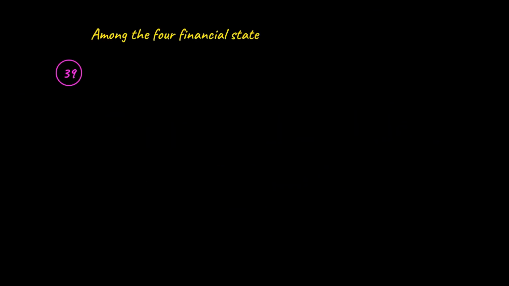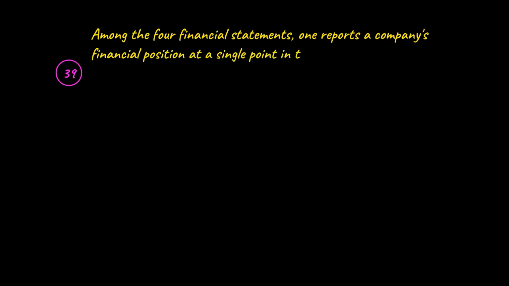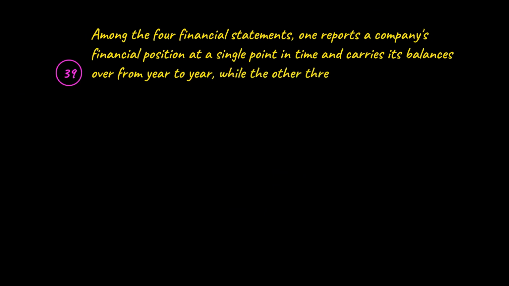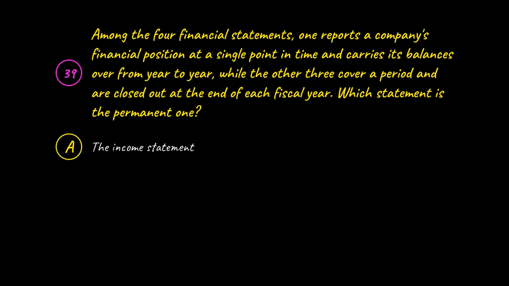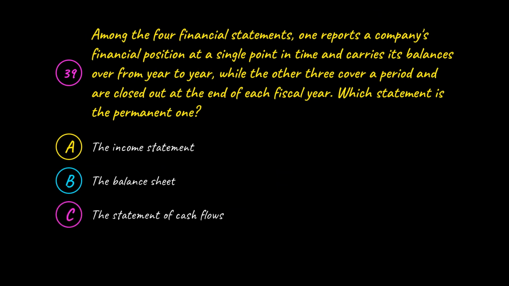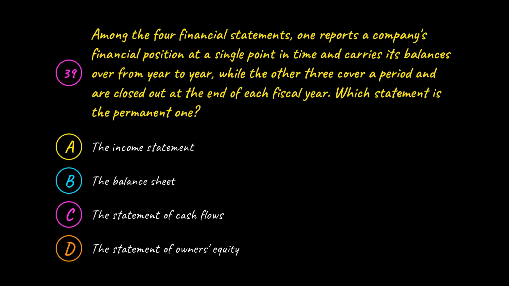Question 39. Among the four financial statements, one reports a company's financial position at a single point in time and carries its balances over from year to year, while the other three cover a period and are closed out at the end of each fiscal year. Which statement is the permanent one? Your options are A. The income statement, B. The balance sheet, C. The statement of cash flows, D. The statement of owner's equity. Don't overthink it. Which one feels right?